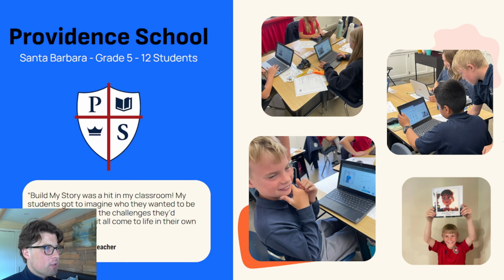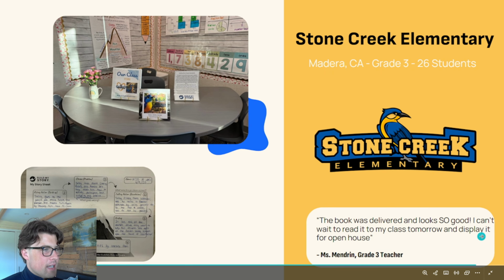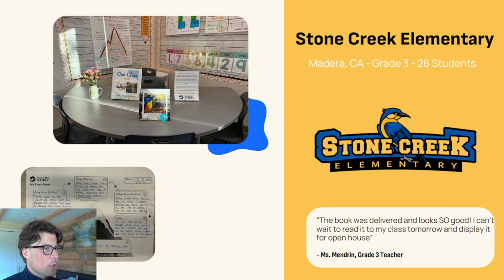And this one here is Providence School in California in Santa Barbara. These were grade 5, and there were 12 students in that class. And you can see up here they're using Chromebooks and they're generating their character, and this is the final book. This is Josiah, who wanted to be an F1 racer in the future. And then this is the example of a class book. So this is Stone Creek Elementary, who made a book around their school mascot, which is the sunbird, and all of the students in their grade 3 class worked together with the teacher to create this book, and it was presented to school, and it was really exciting to see.